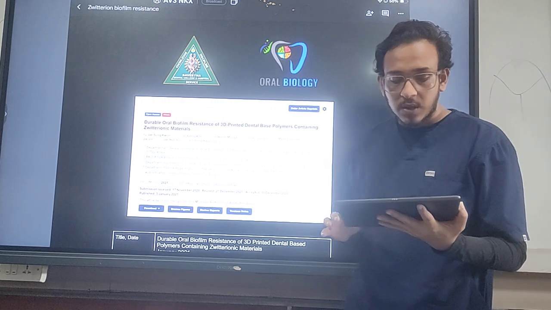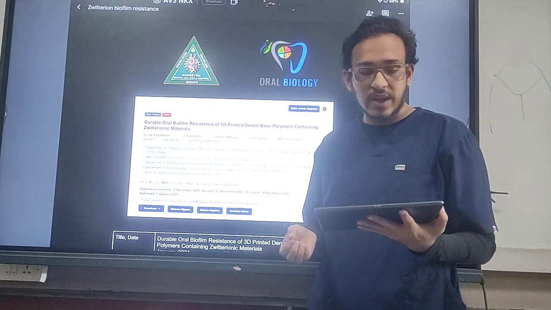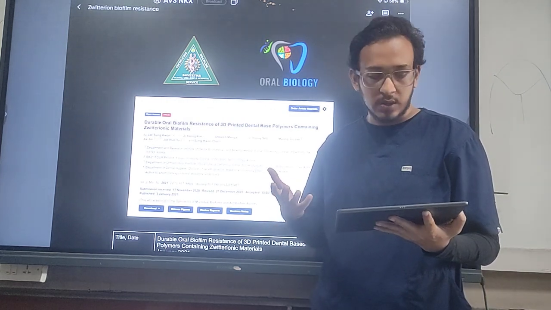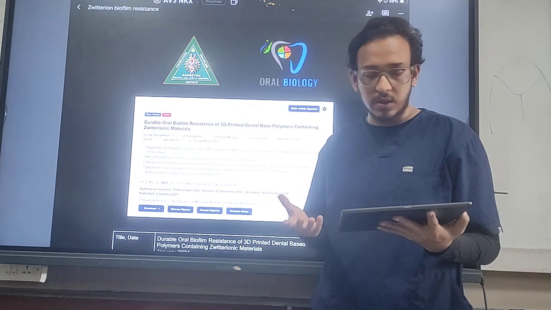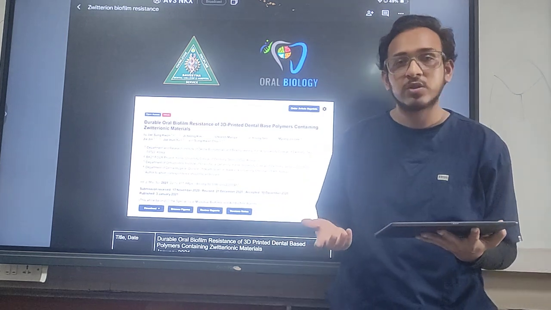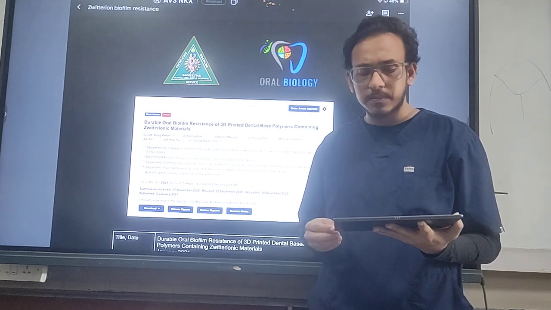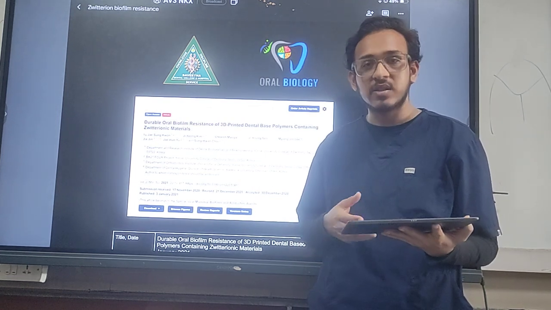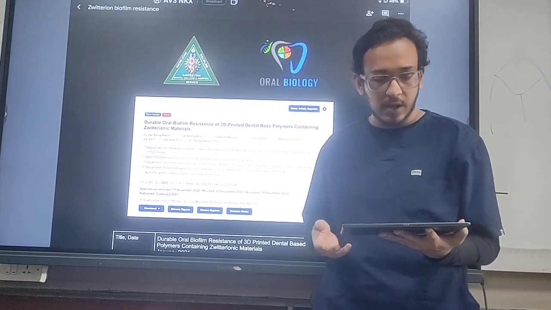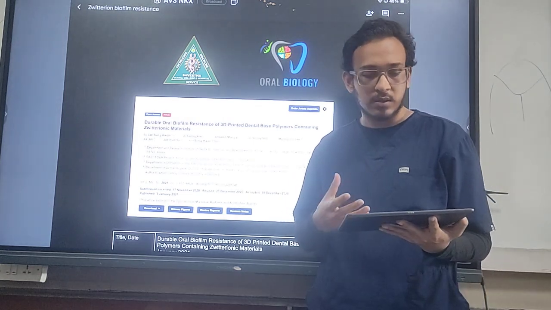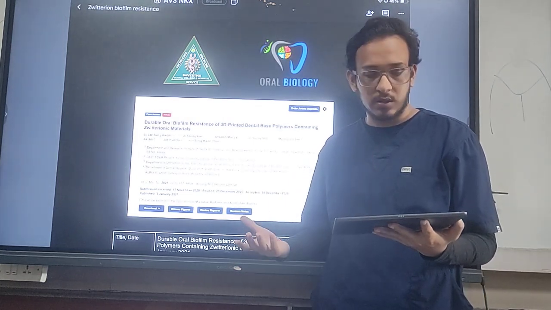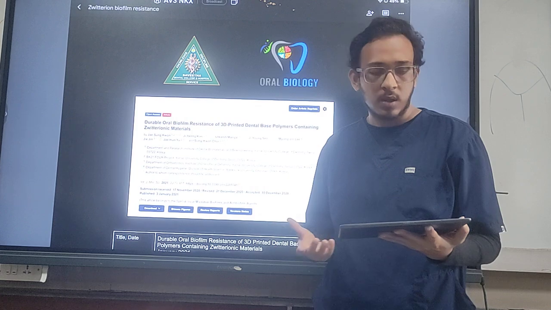So, basically the conclusion is that Zwitterion incorporation in the denture acrylic can reduce the biofilm formation and prevent microbial growth. But in this study, they have not replicated the experiment in humans, so that can be done for a better result.